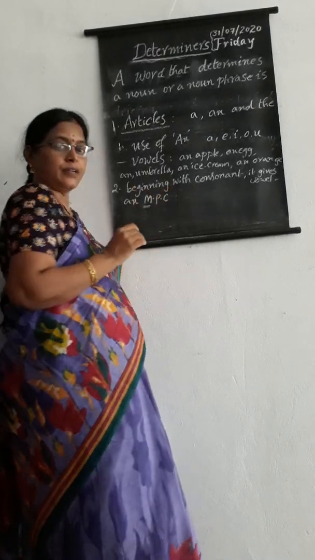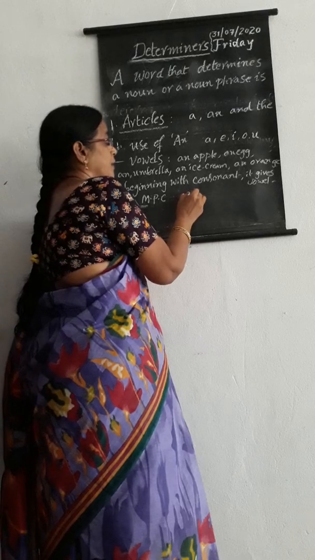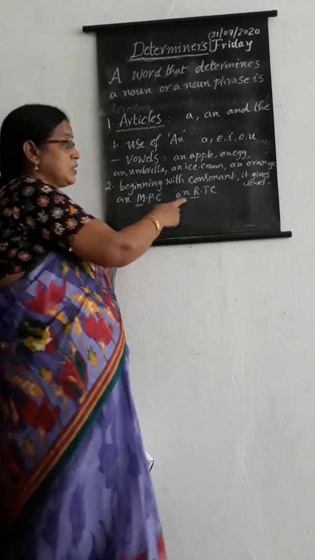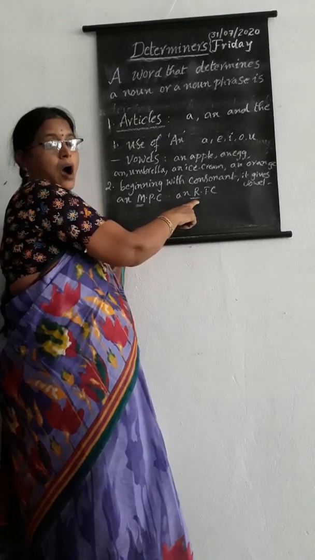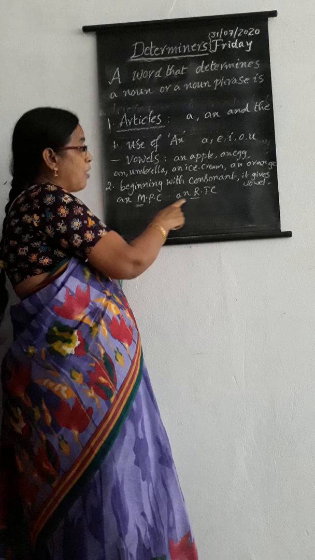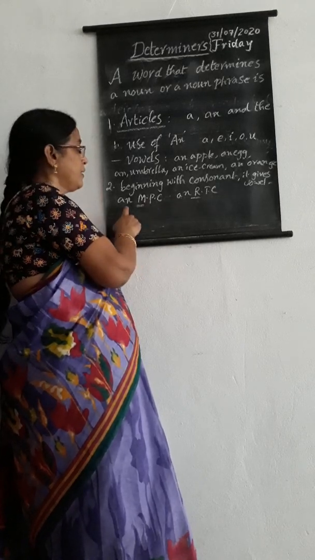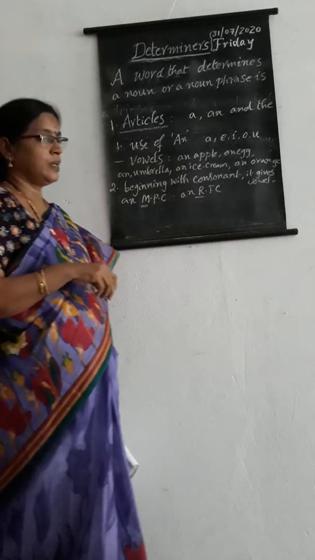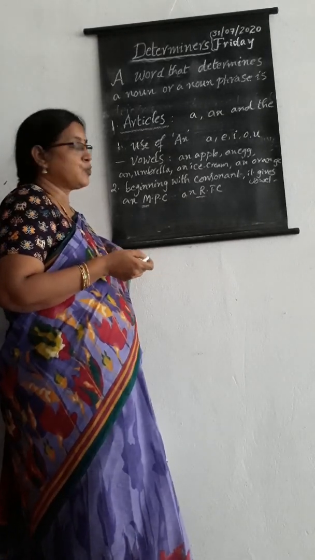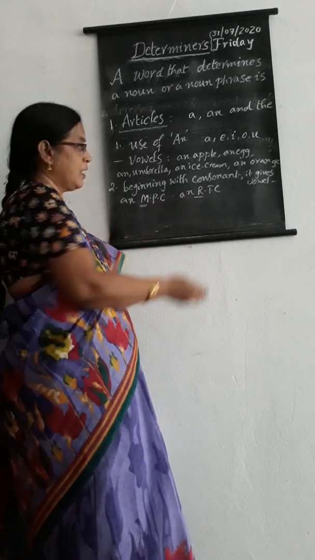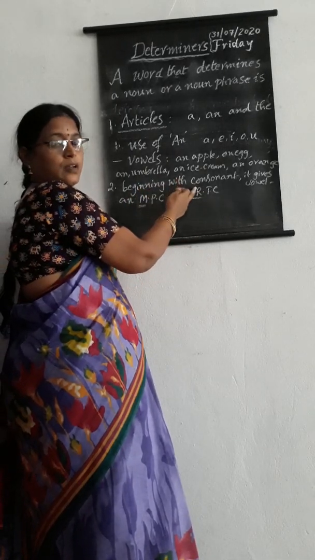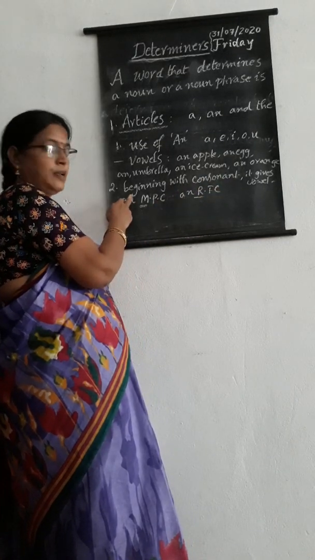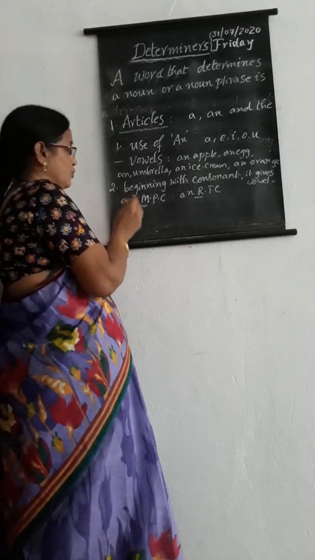An MBA student. An RTC bus. Here R is a consonant but it gives a vowel sound, the R sound. That's why we have to use the indefinite article an. An MPC student, an MBA student, an MA degree. He is an MA student, an RTC bus. Like that, for a word beginning with a consonant but giving a vowel sound, we have to use the indefinite article an. This is point number 2.